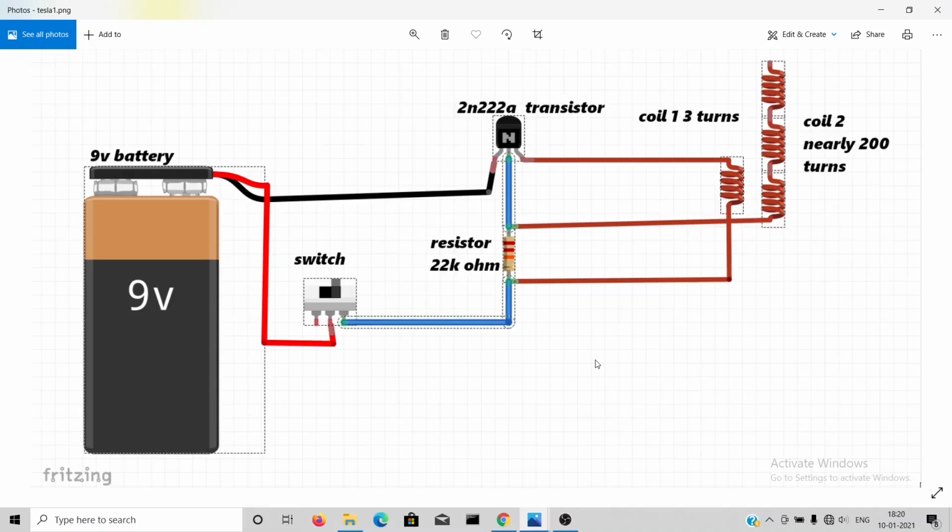Here we have used the simplest Tesla coil circuit, which is known as Slayer exciter. Let's see how the circuit works. Here we have used the 2N222A transistor, which is an NPN transistor. It is not necessary to use the same transistor, but we can use some other NPN transistors.